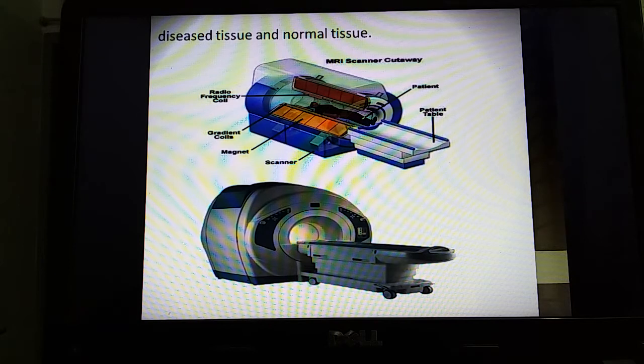This is the diagram of an MRI scanner or MRI machine that includes the patient table and scanner, as it generates a strong magnetic field. Definitely the machine has a magnet, gradient coils, and a radio frequency coil that generates radio frequency here. And this is a simple diagram of an MRI machine.